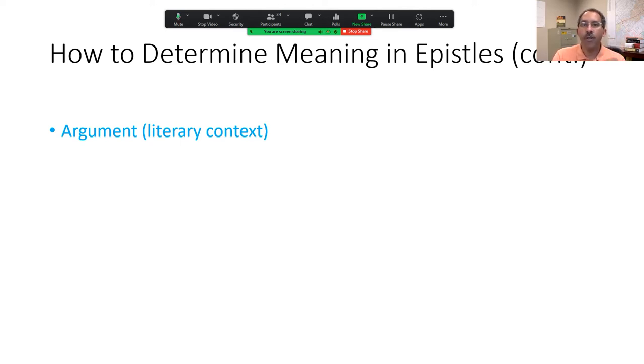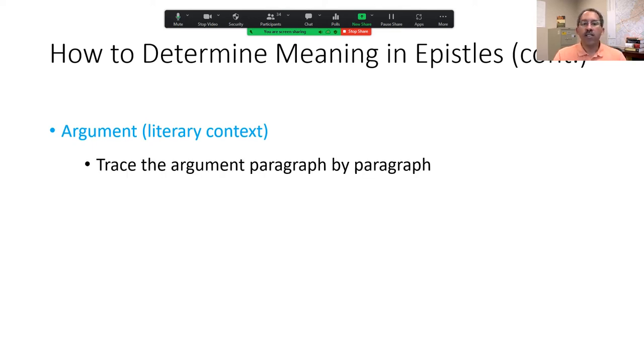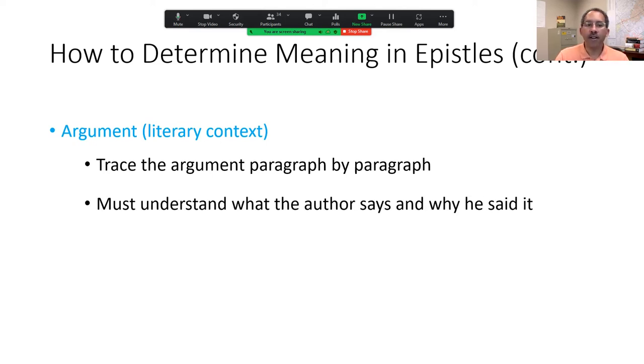Most of the time, you can probably rely on those paragraph divisions. However, I've seen some examples where a translator said, this is a paragraph, when in fact you could split it up a different way, and that affects the meaning maybe just a little. So looking at the argument, what's important? You want to trace the argument paragraph by paragraph, thinking in paragraphs.